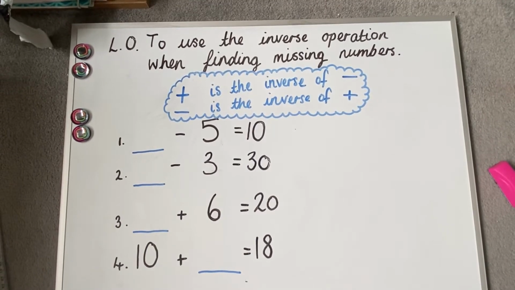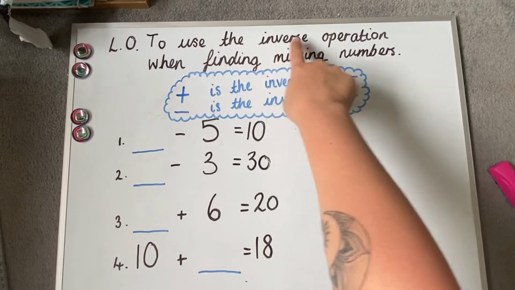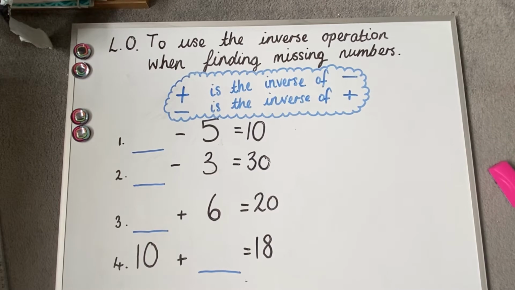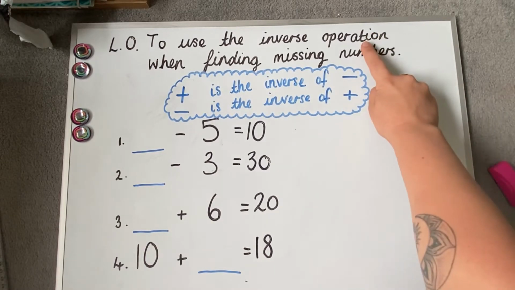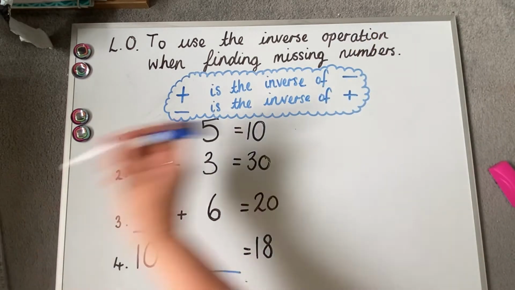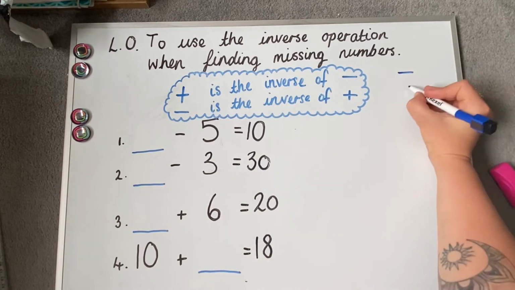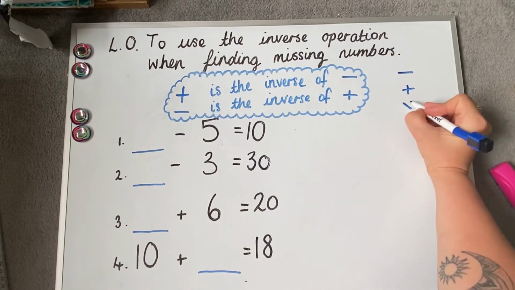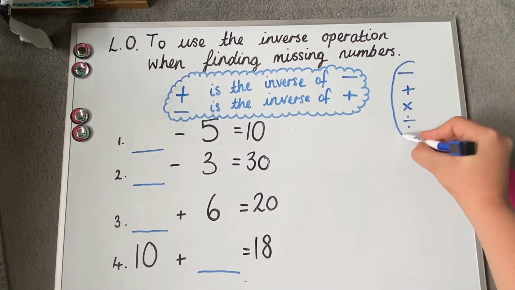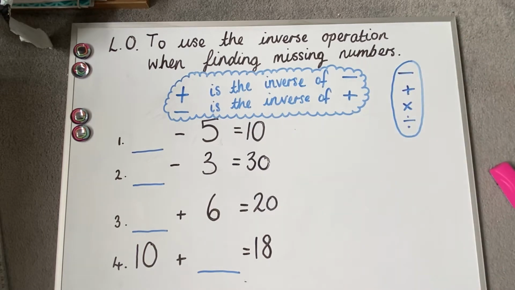Today what we're going to be looking at is using the inverse operation when finding the missing numbers in sums. Now, some of you might be wondering, what on earth does inverse operation mean? Well, an operation in maths is something that you do in a sum to the numbers. So it could be taking away, it could be adding, it could be timesing, or it could be dividing, okay? So all of these things are operations.